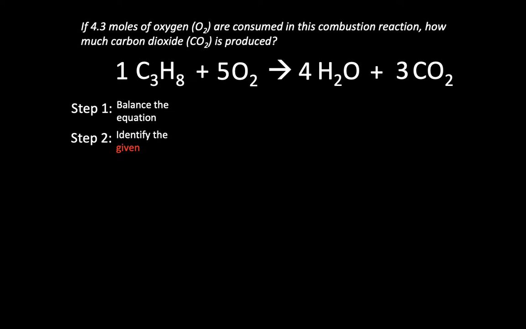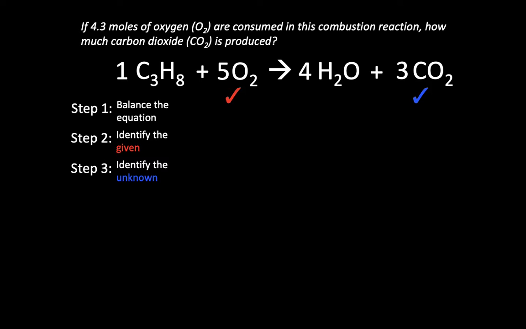So our step 2 is we identify our given. We are given 4.3 moles of oxygen. So oxygen is the one that we are given information about. The next thing we need to do is to figure out what is our unknown. What are we looking for? And our question asked how much carbon dioxide is produced. So this is going to be our unknown.